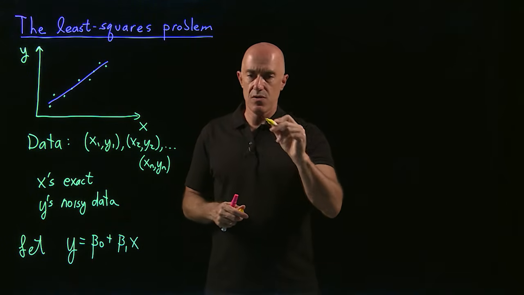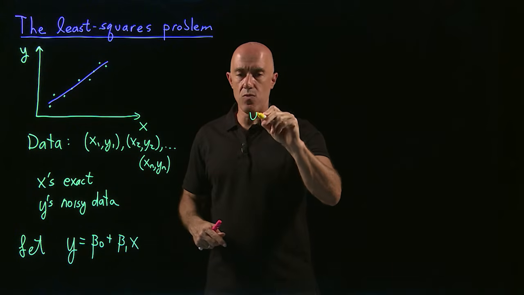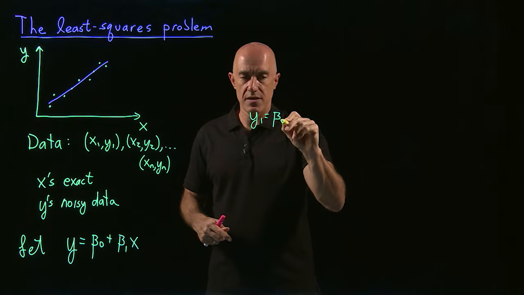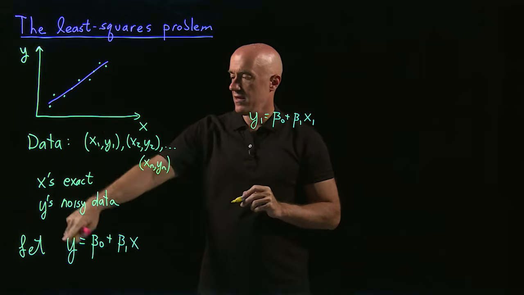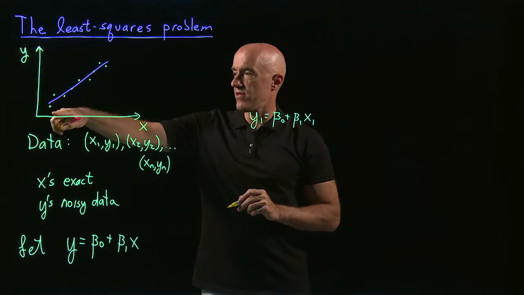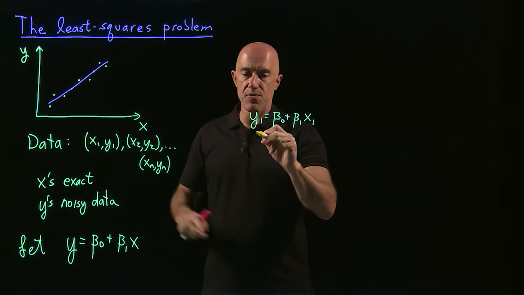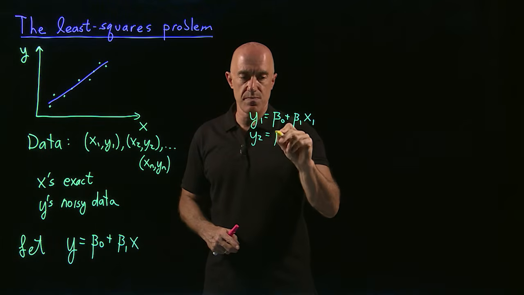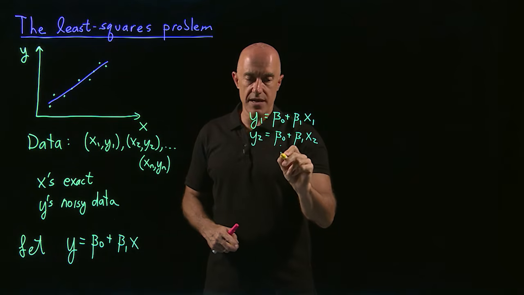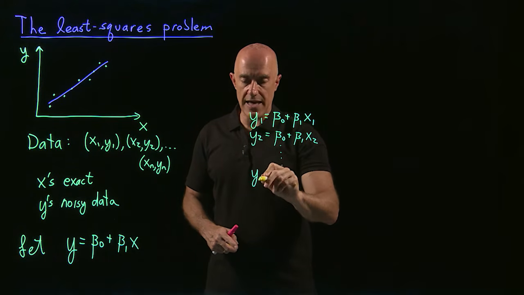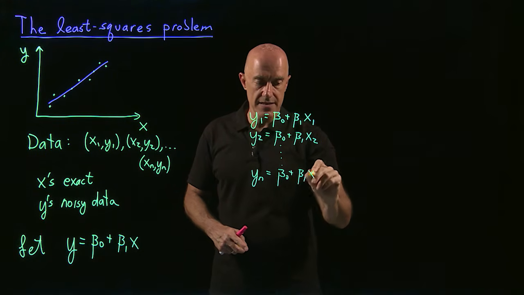So if this is our assumption for this purple line, then we can write down the equations. The equations would be, the first data point would be y1 equals beta naught plus beta 1 x1. Right? So if this line y equals beta naught plus beta 1 x went through this first point, it would satisfy this equation. The second point would be y2 equals beta naught plus beta 1 x2, and then so on. And the last point would be yn equals beta naught plus beta 1 xn.